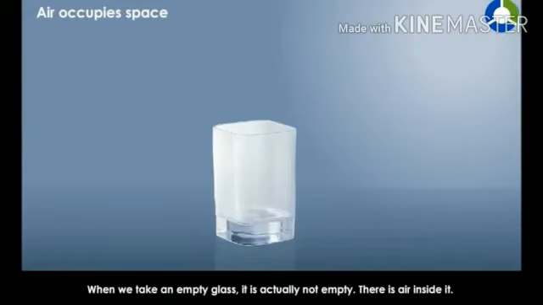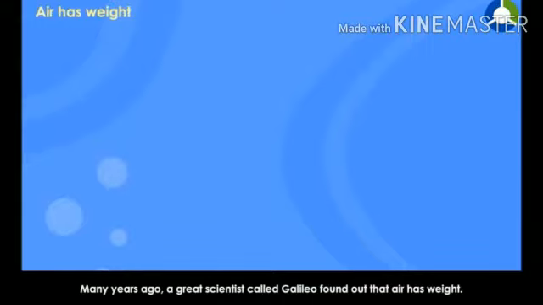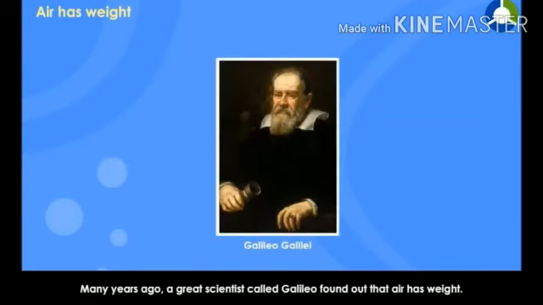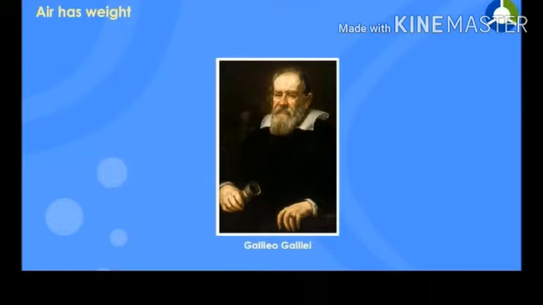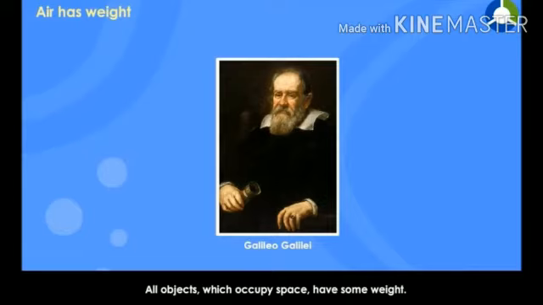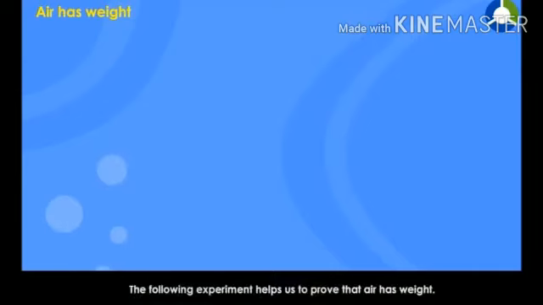When we take an empty glass, it is actually not empty. There is air inside it. Air has weight. Many years ago, a great scientist called Galileo found out that air has weight. All objects which occupy space have some weight. The following experiment helps us to prove that air has weight.